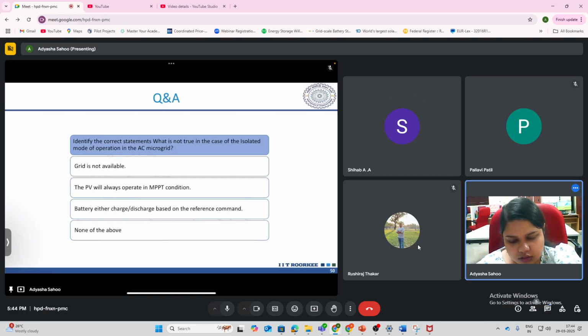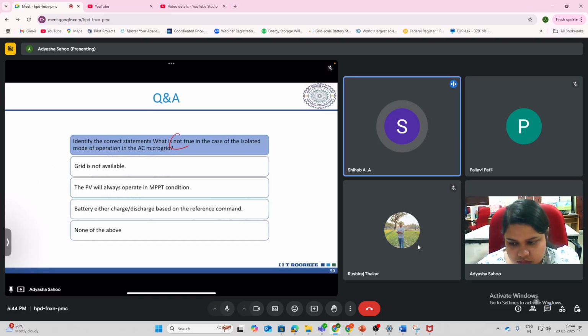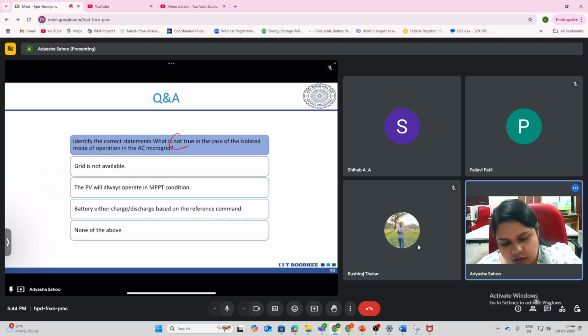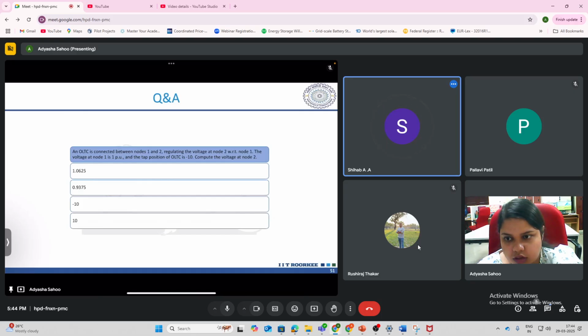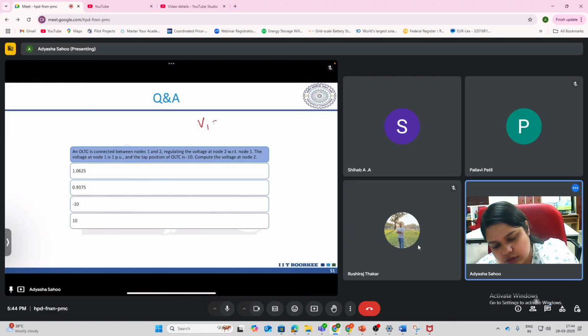Now next is which is not true in case of isolated mode of operation of AC grid. Yes, because it will depend upon the battery association. Then an OLTC is connected between node 1 and 2, regulating the voltage there. So if voltage V1 is 1 per unit and the tap is at minus 10, what is V2?